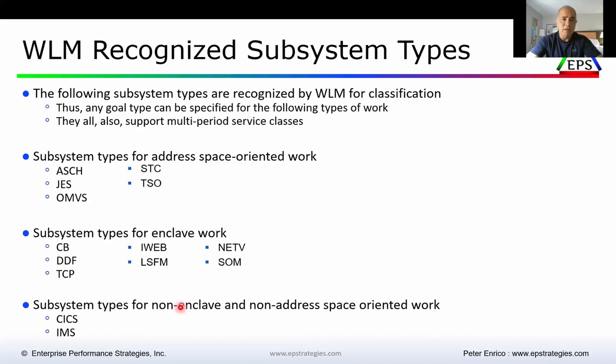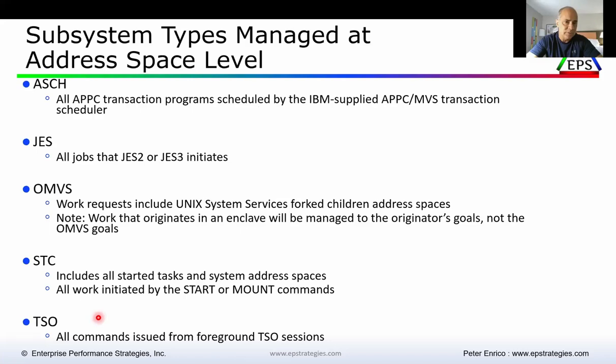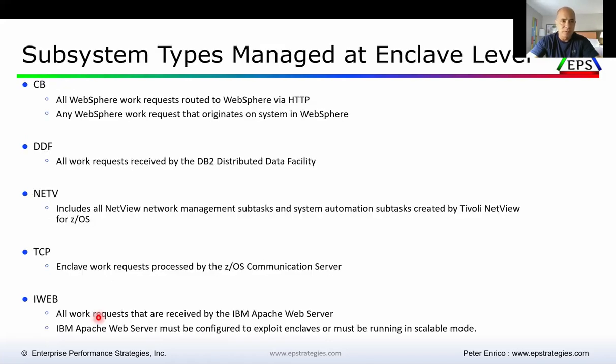Again, real quickly, you probably all know this. When I say I'm classifying address spaces, the classification rules we're talking about are the ASCH, the JES, the OMVS, the STC, and TSO classification rules. When you go to the CB or DDF or TCP or iWeb classification rules, you're actually classifying enclaves. And down below, IMS and CICS are for those types of transactions. I'm not going to go through it all here. I just listed it for completeness.